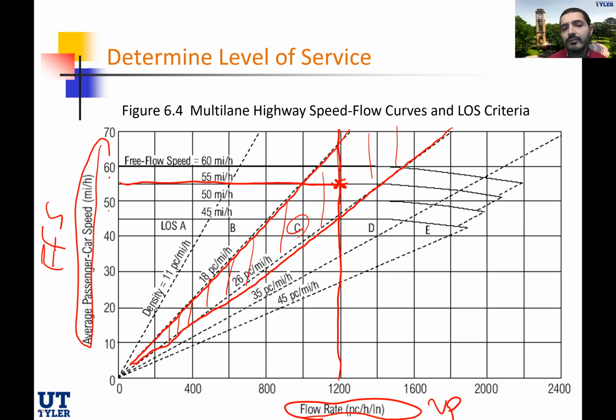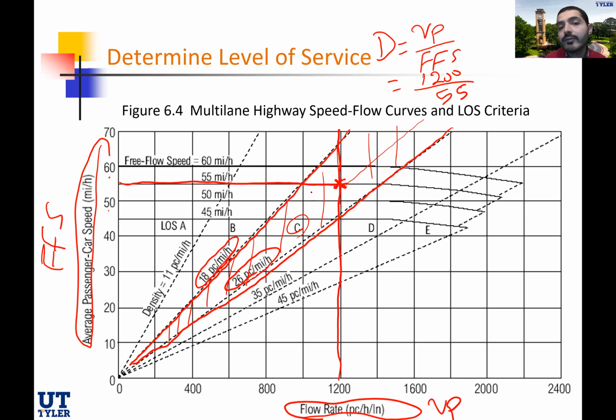Or you can do what we did before, which is calculate the density, equal to VP over FFS. So the flow rate, which is 1200, over the speed of 55, and then you compare the density. For level of service C, the density is somewhere between 18 and 26 passenger cars per mile per lane. Anything between 18 and 26 ends up in level of service C.